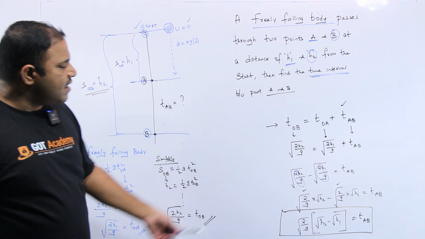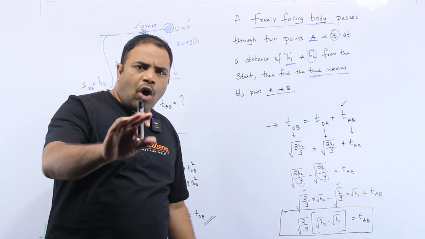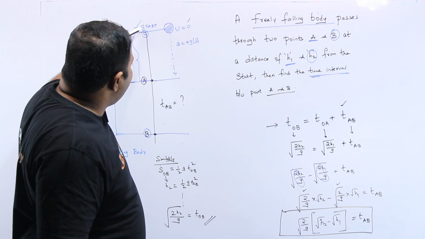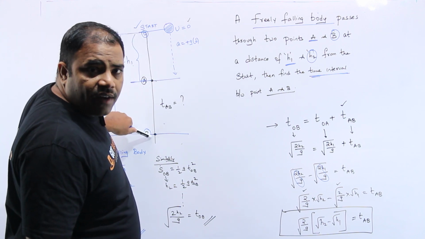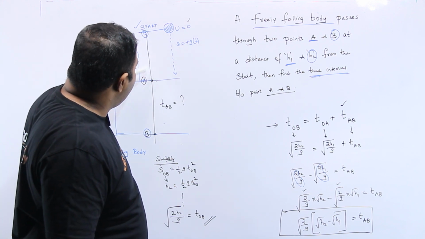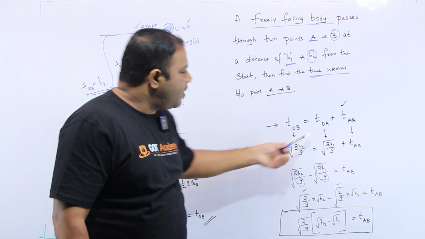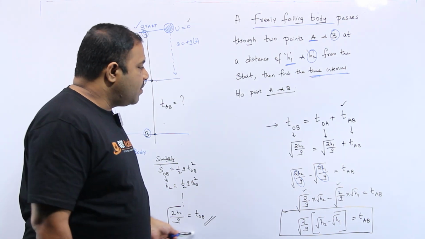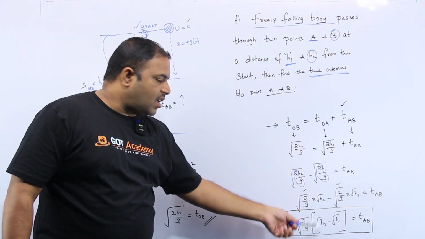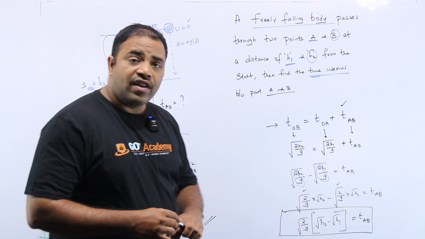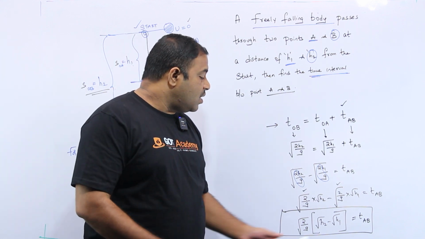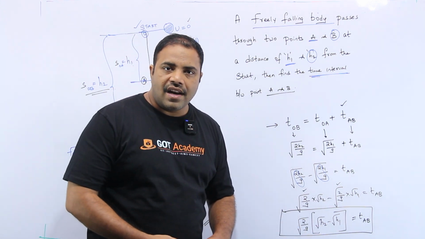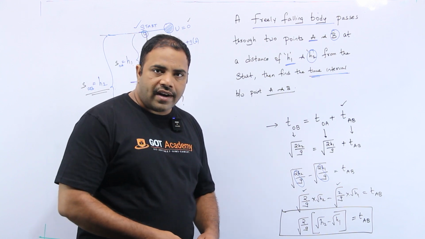I substituted from the common fact that in its journey from O to B, the time taken from O to B is equal to the time taken from O to A plus the time taken from A to B. Whatever answers I got, I simply substituted here and got the final answer like this. So whenever you are interested to find the time taken between two points, we have to apply this analysis. Okay, my dear children? Have a close look at this.